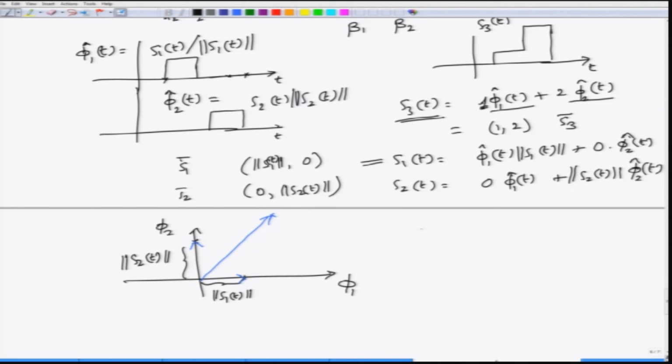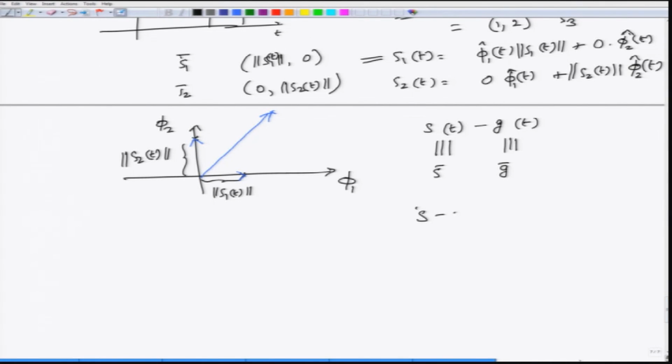On this same representation, what can you say about the distance between two vectors, say S of t and g of t? What would be the distance between these two vectors? I know that S of t, if I expand it in terms of the orthonormal basis functions, can be equivalently represented as a vector S. This would be represented equivalently as a vector g, correct. The distance between these two vectors is nothing but the norm of S minus g. The distance square between S vector and G vector is nothing but this particular thing.